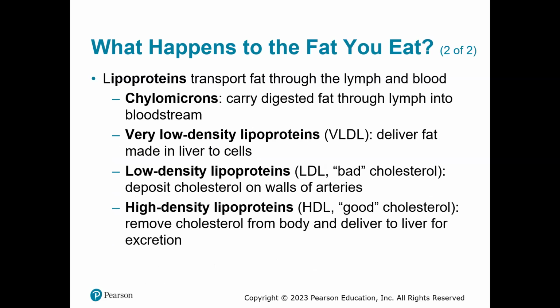So as far as transporting the fatty acids, the fat through the lymph and the blood, we need lipoproteins. So the first type we have are the chylomicrons, and they basically are the kind of protein component that carries the digestive fat through the lymph into the bloodstream. And then we have VLDLs, which we don't necessarily talk about too often, but VLDLs deliver fat that is made in the liver to our cells. And then we have our two other types of cholesterol that we talk about much more often.